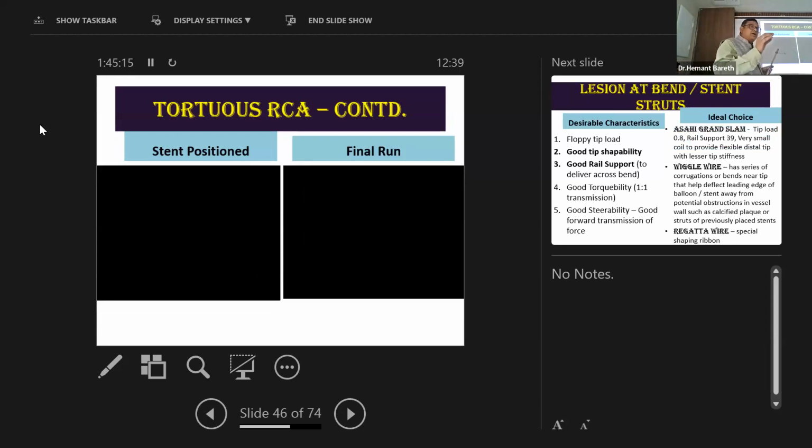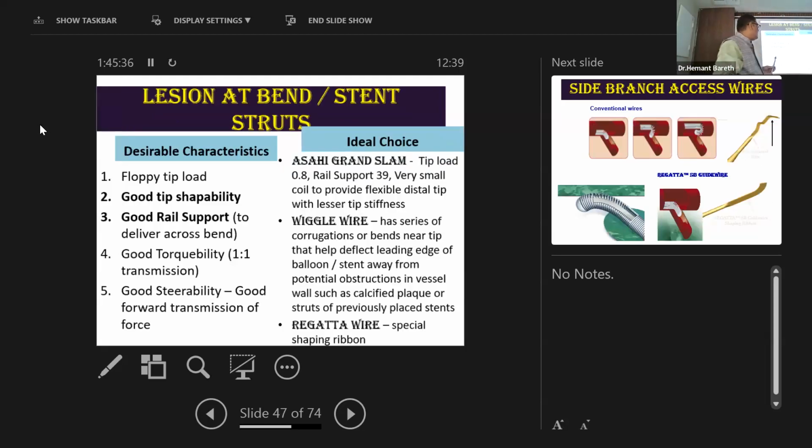So this is that exchange strategy I was talking about. Use a lower tip load, light duty wire, cross the lesion, it will take the shape, then exchange with a middleweight wire. If those jagged appearances come, then that is too high support. You have to again exchange with a lower support wire, and then over that try to pass the balloon and stent. So that is, I think, the correct strategy.